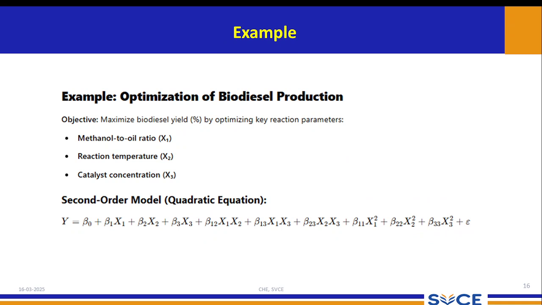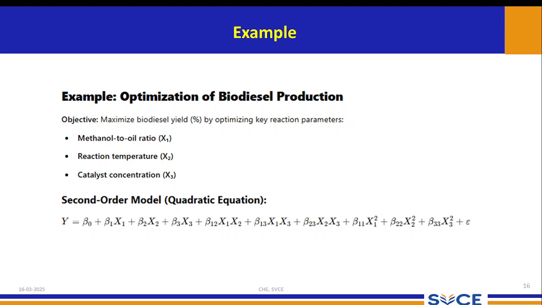Coming to one example from a broader perspective, I would like to highlight the optimization of biodiesel production. The independent variables are methanol to oil ratio, reaction temperature and catalyst concentration. I named the methanol to oil ratio x1, the reaction temperature x2 and the catalyst concentration x3. The yield, the dependent variable y, is equal to b0 plus beta 1 x1 plus beta 2 x2, with some coefficients.